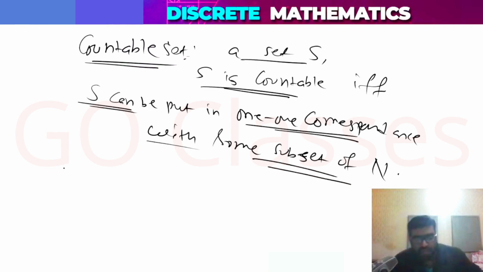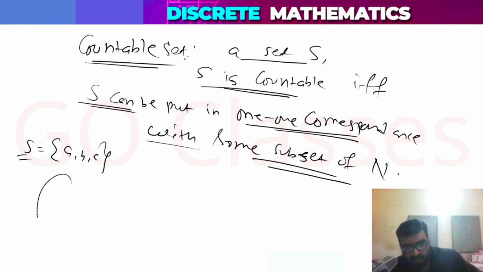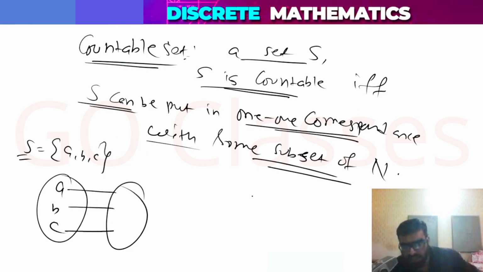For example, if you have considered this set as A, B, C, you can see that this set is countable. Why is this set countable? Because I can put this set in one-to-one correspondence with some subset of N. What subset will I take? Let me take this subset. So with this subset of N, I have put this set in one-to-one correspondence. So I can say this set S is countable. This is a very simple definition.